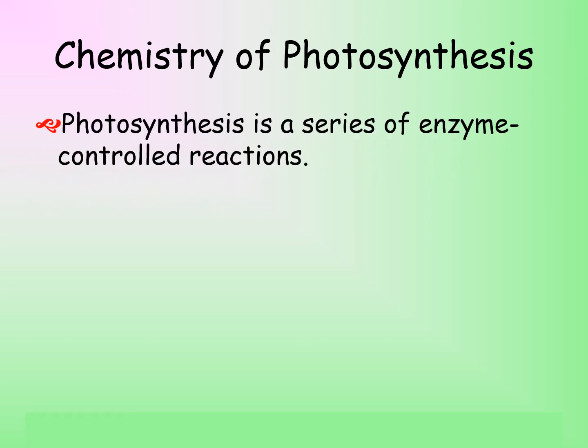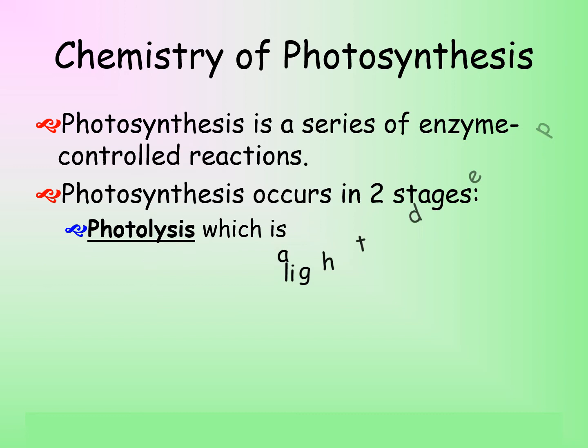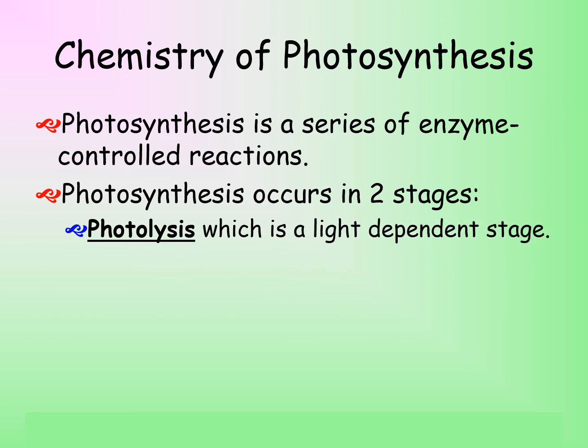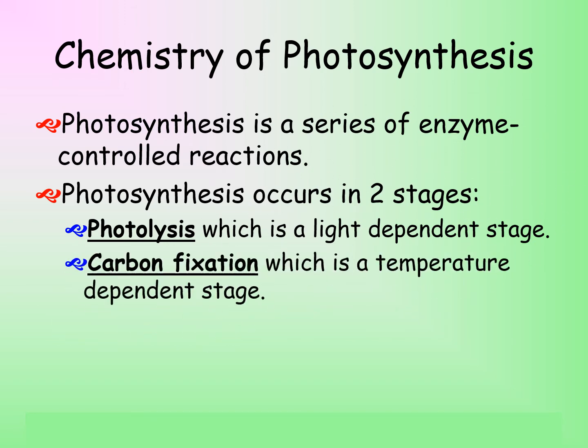Now we're going to look at the chemistry of photosynthesis. So photosynthesis is a series of enzyme-controlled reactions, and it occurs in two stages. Photolysis, which is a light-dependent stage. This does not require enzymes. And carbon fixation, which is a temperature-dependent stage. So we have a stage that's purely about the light and the use of that light energy, and we've got a stage that is using enzymes.